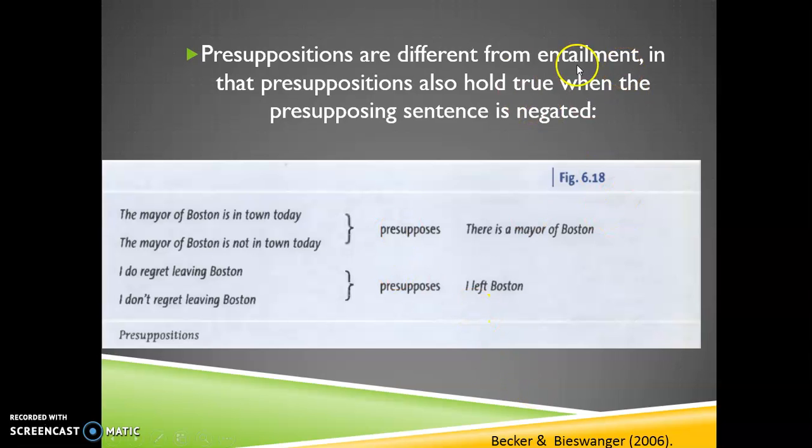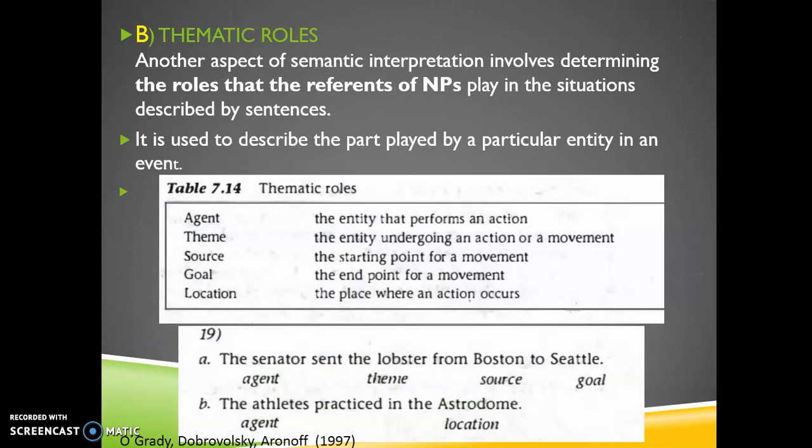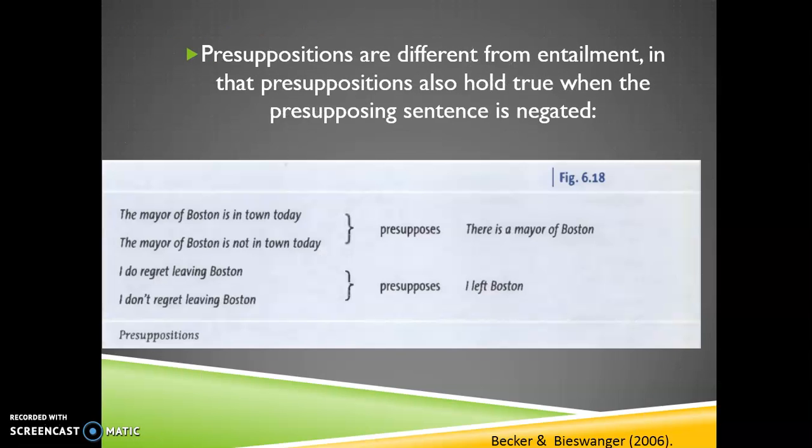Presuppositions are different from entailment in that presuppositions also hold true when the presupposing sentence is negated. So we say the mayor of Boston is in town today, the mayor of Boston is not in town today. Both presuppose that there is a mayor of Boston, never mind that it is negative. I don't regret leaving Boston presupposes that I left Boston. Then I think that we should be as clear as possible in order to avoid presuppositions which are not right or correct, to avoid misunderstanding. Okay, so that is one idea.